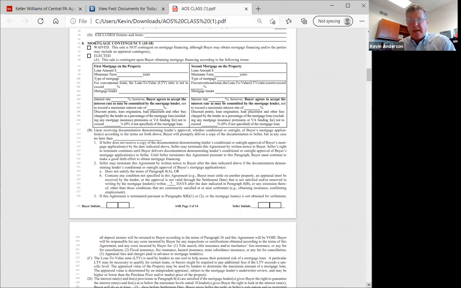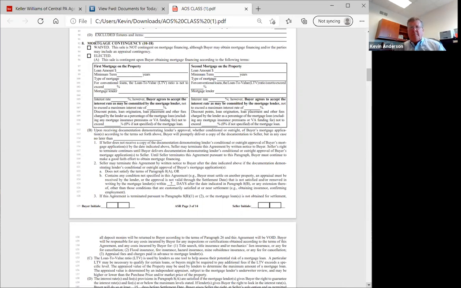If it's FHA-VA, you have to fill in the second part of that, discount points, loan origination fees, loan placement and other fees charged by the lender, as a percentage of the mortgage loan, not to exceed blank percent of the mortgage. You'd have to almost get that from the lender up front.